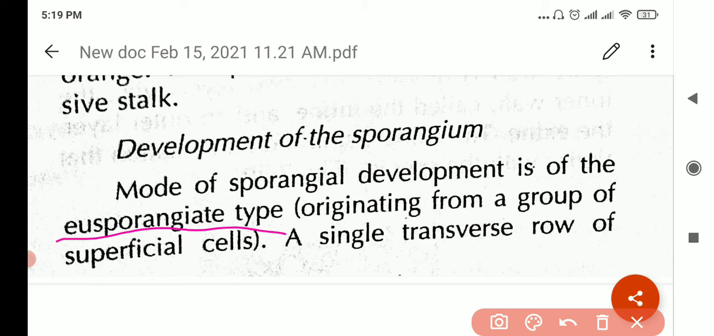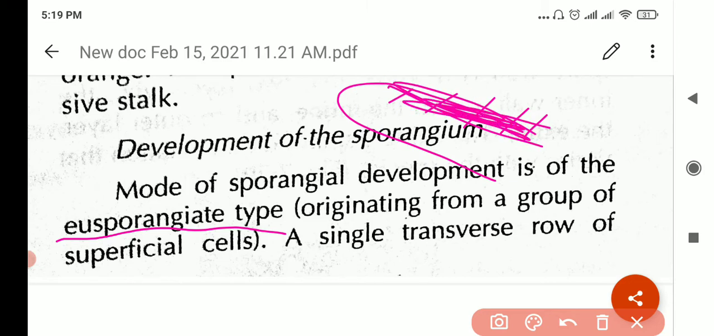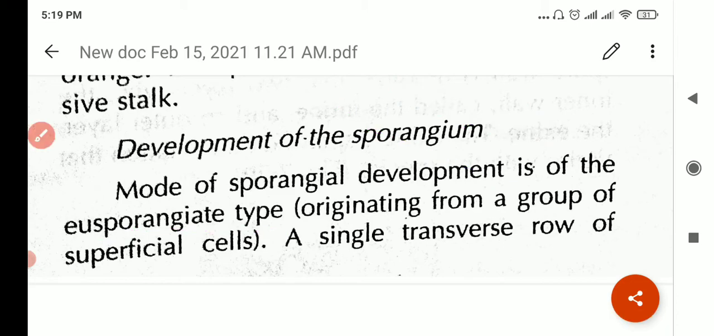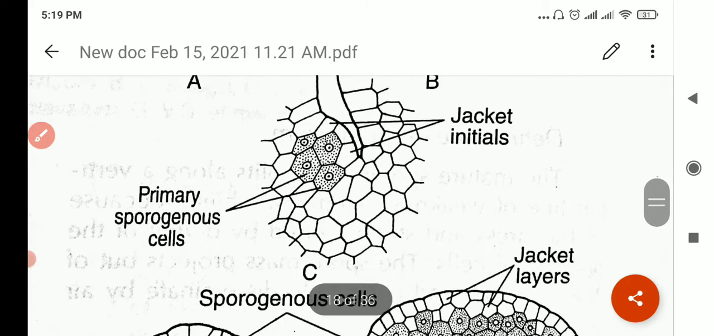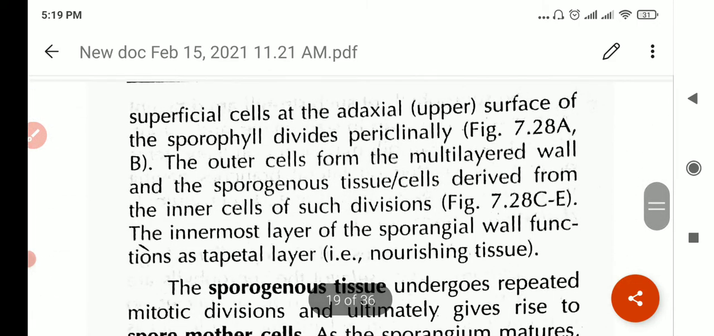This is called eusporangiate, where they come out from superficial cells. Remember that leaf, from the cells at the top of the leaf. There is leptosporangiate type. There are so many different types, but here, this type where the cell comes from the surface is known as eusporangiate. So here a single transverse row of superficial cells at the upper surface of the sporophyll divides periclinally.